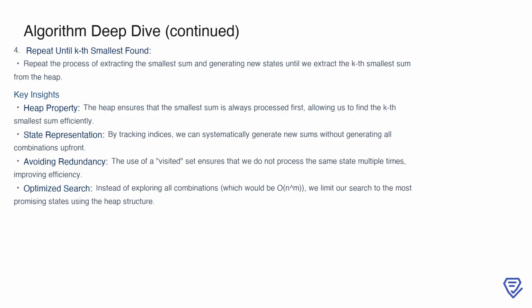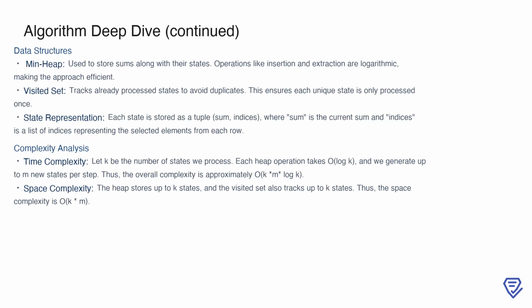This optimized search approach leverages the heap structure to limit exploration to the most promising states, making the algorithm significantly more efficient than a brute force method that explores all combinations. The two primary data structures used in this algorithm are the min-heap and the visited set.